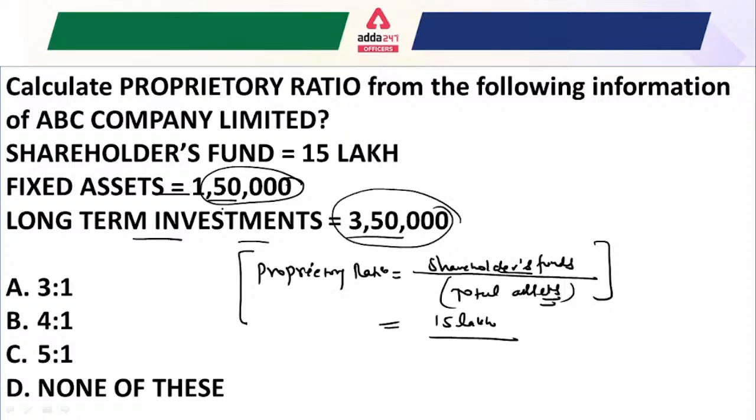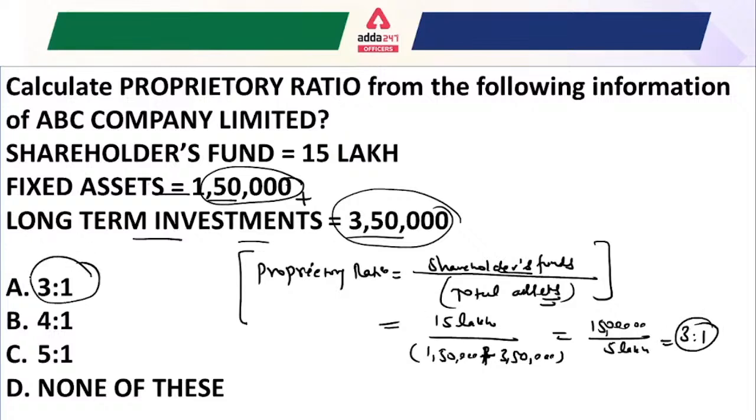So if we are talking about the total assets, that means we have to add both the assets. So if we add this 1,50,000 plus 3,50,000, what will be the answer of this question? That is 15 lakh divided by 5 lakh, right? That would be equal to 3 is to 1. So your answer would be 3 is to 1. So this is how we solve these kinds of questions in the exam.